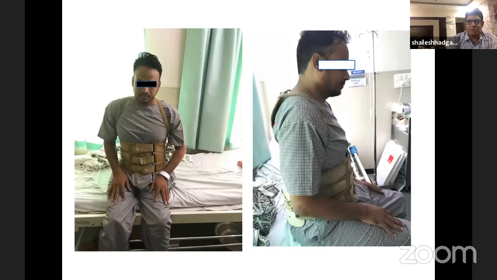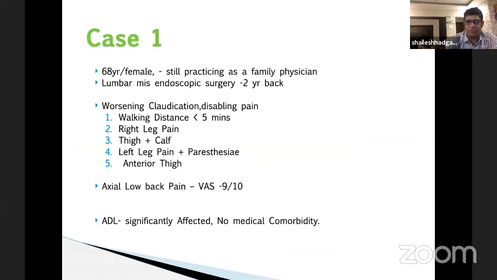Now this is nearly more than 1 to 2 years, and this man is driving his car independently, and he's regularly coming to us at 6-month follow-up. We want to follow up with this.